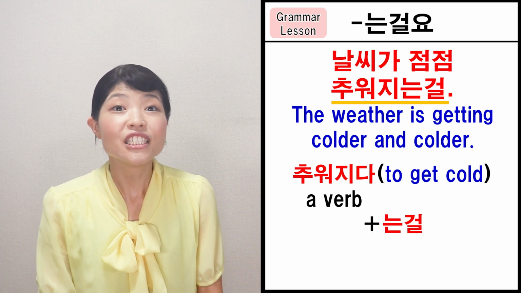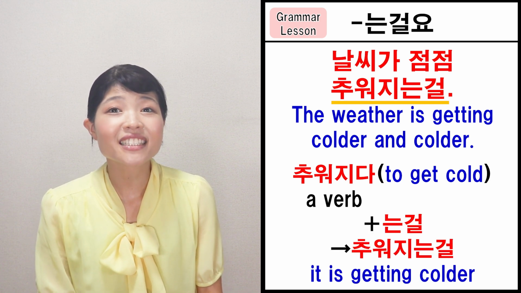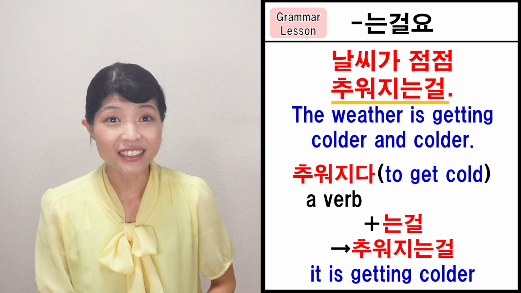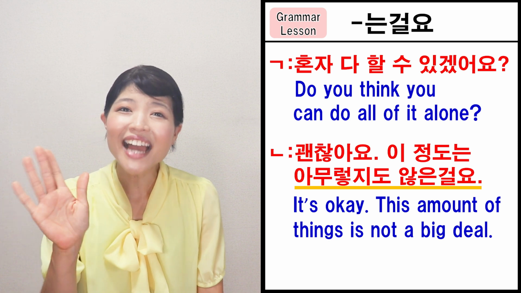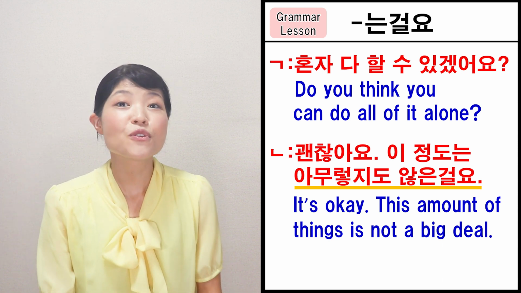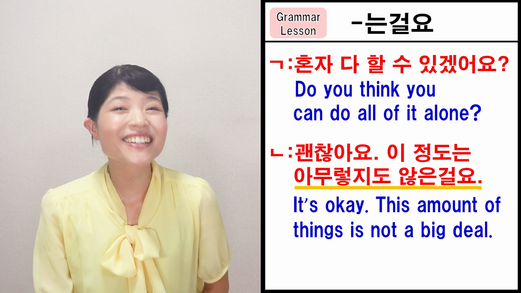So you add 는걸 to make 추워지는걸, it is getting colder. The next sentence is an example of the second meaning, to lightly tell your opinion to the other person. Then please look at this.